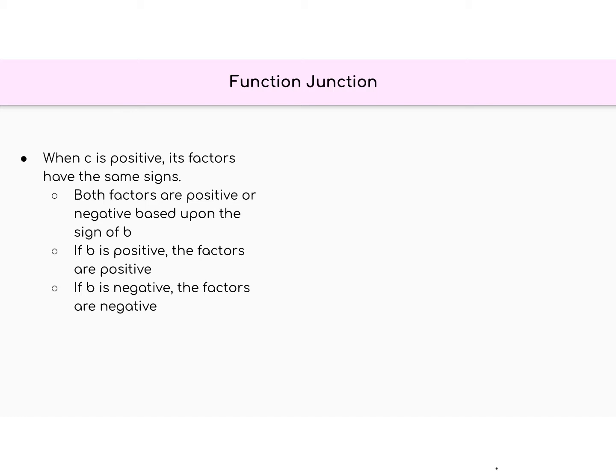Okay, so our first example is going to look like this. X squared plus 9x plus 20. So what we want to do is really look closely at our quadratic equation. So when c is positive, its factors have the same signs. Both factors are positive or negative based upon the sign of b. If b is positive, the factors are positive. So in this example, we could see our c term, our constant, is positive 20.